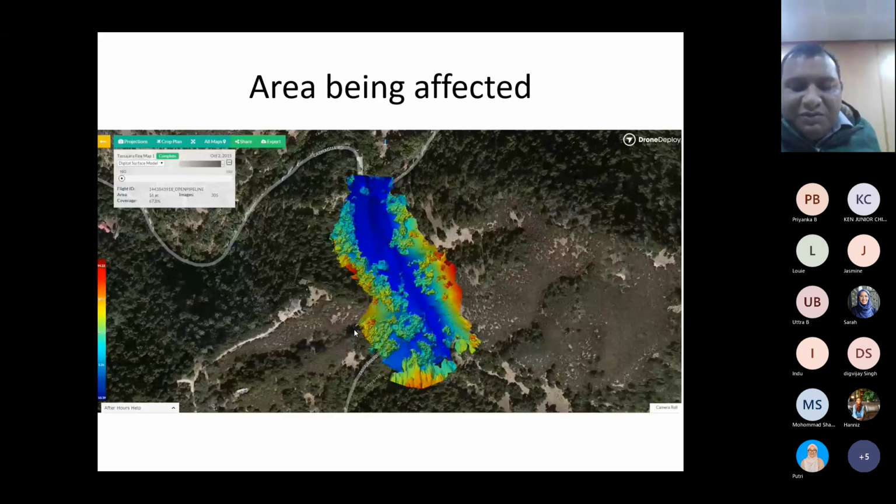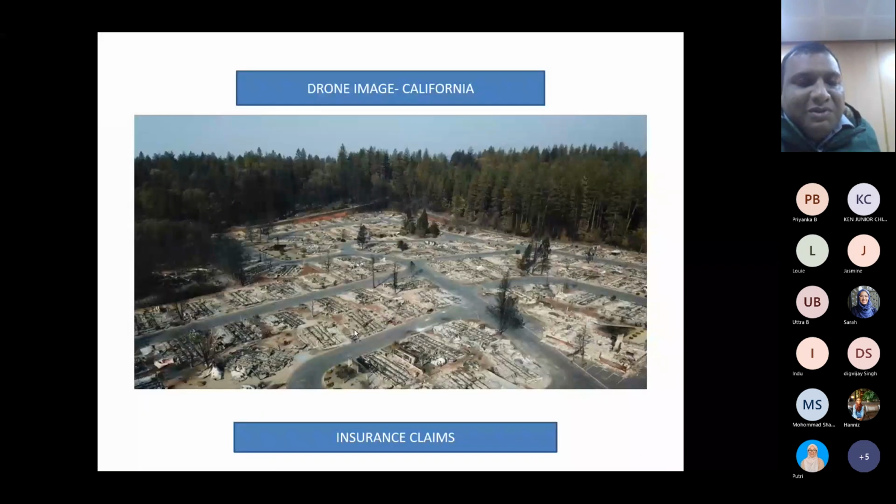A small example. This is again with respect to the Dixie Fire only. Again, this is in California. So this is a drone image, and from that, they could come to a conclusion whether the home has been damaged by fire or not, and after that they get the insurance claims.